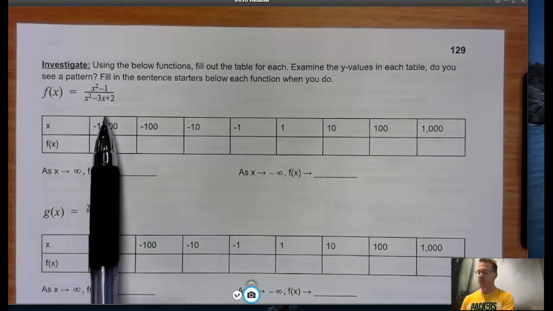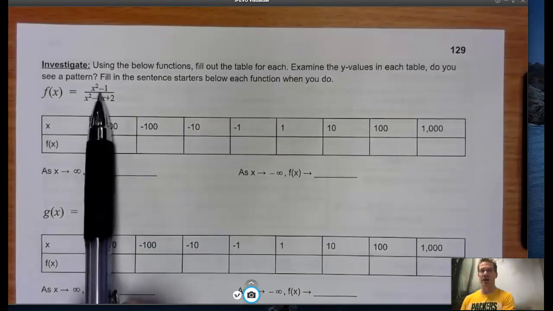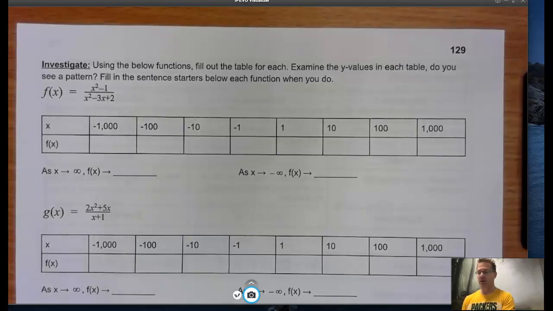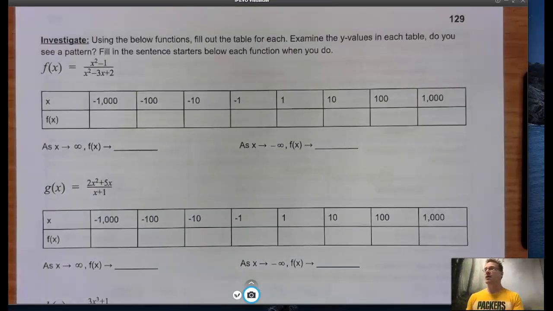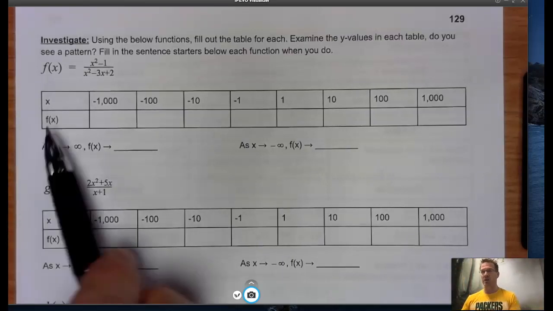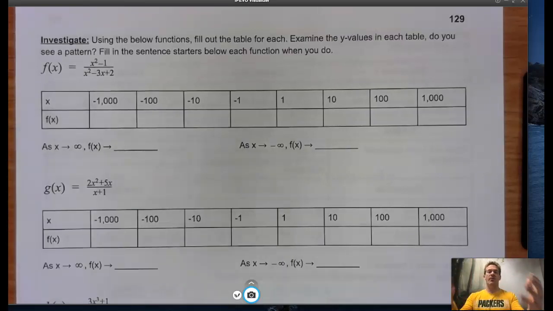So you're just going to take negative 1,000, plug it in, get your value here. Take negative 100, plug it in, get your value. And then same thing for negative 10. You can use a calculator here. You can go to desmos.com/calculator. That's really easy because you can type in the function, click on the gear, bring up the table, and type these in, and it'll give you the values. So whichever way you want to.